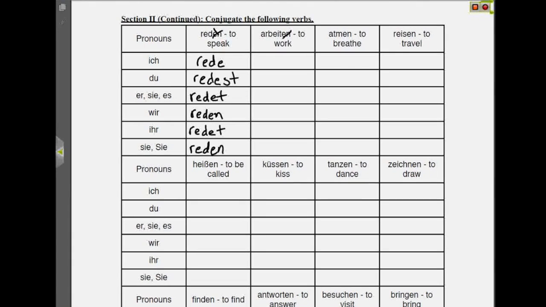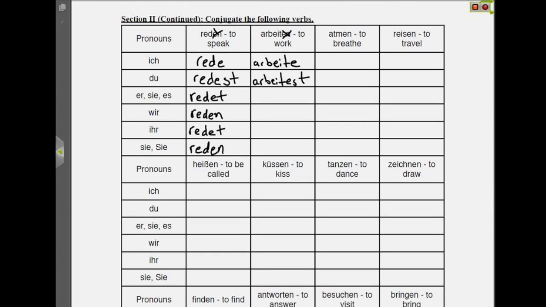Arbeiten, here we have an en, so we drop that off of there, and then we add our endings. We have ich arbeite. And then the same thing as before, where we had the st, we had to add an extra e between a d. The same thing happens here with the t, so we would say du arbeitest. So we had to add an extra one there because otherwise we couldn't pronounce the word properly.